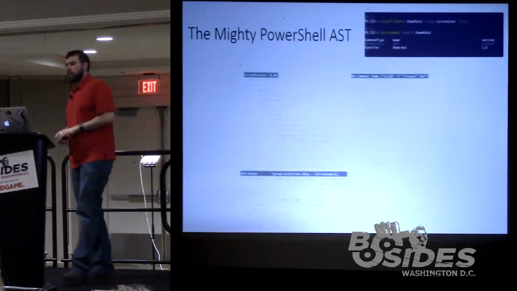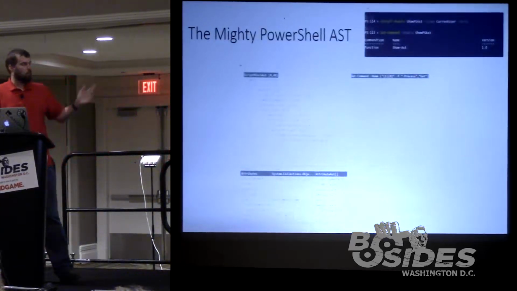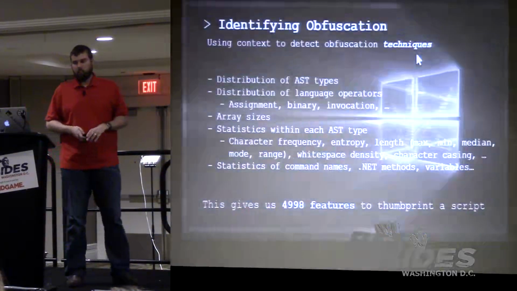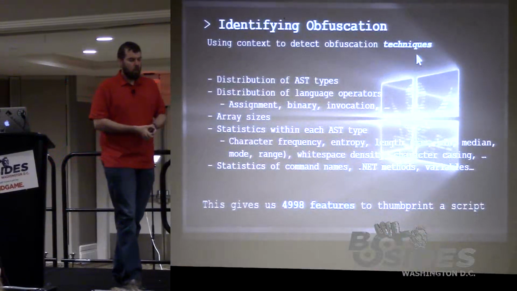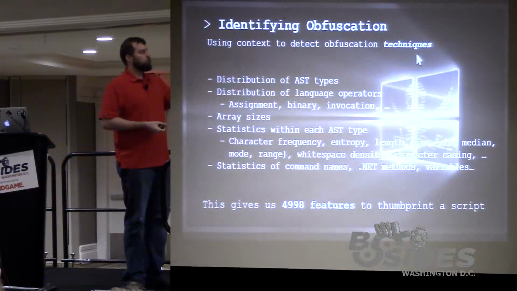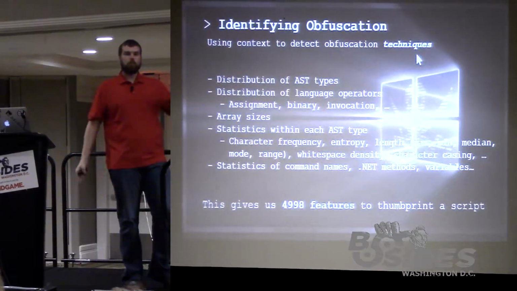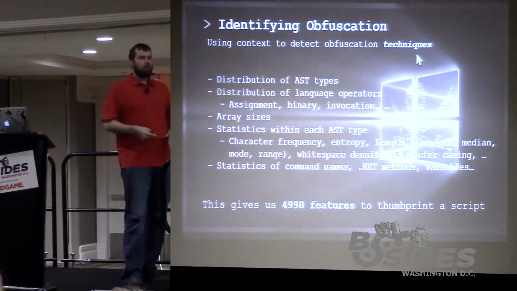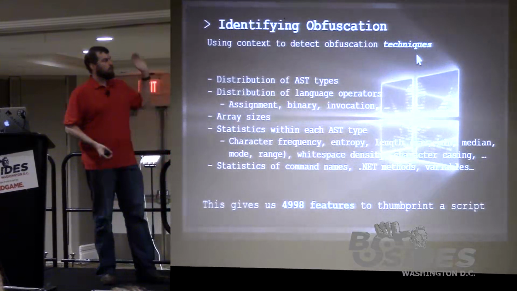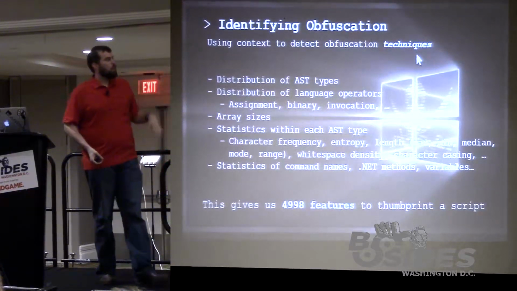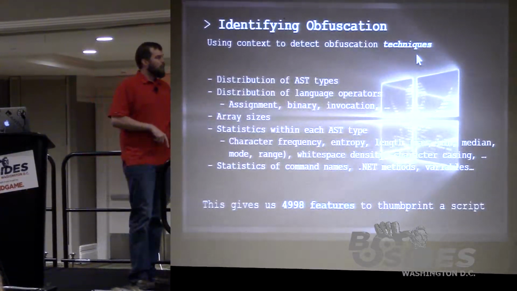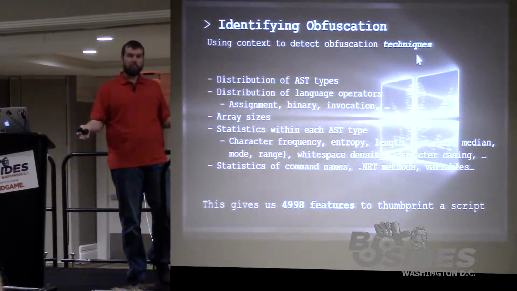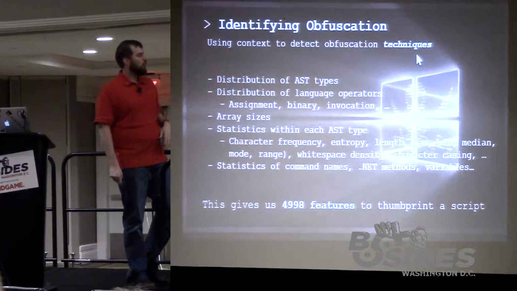There's a great tool called AST Explorer, which is just a little GUI where you can basically paste in any kind of code you want and explore how the AST structure is. So with this, we were able to extract things like the distribution of AST types. Again, out of the whole script, let's say 90% of this entire script is nothing but commandlets, or strings, or arrays, or stuff like that. So we did just a straight up distribution of those types: assignment, binary, invocation, operators. We did array size ranges. Again, a lot of arrays aren't that big, but if you have arrays of thousands of characters, maybe that's shellcode. That's kind of odd, right?